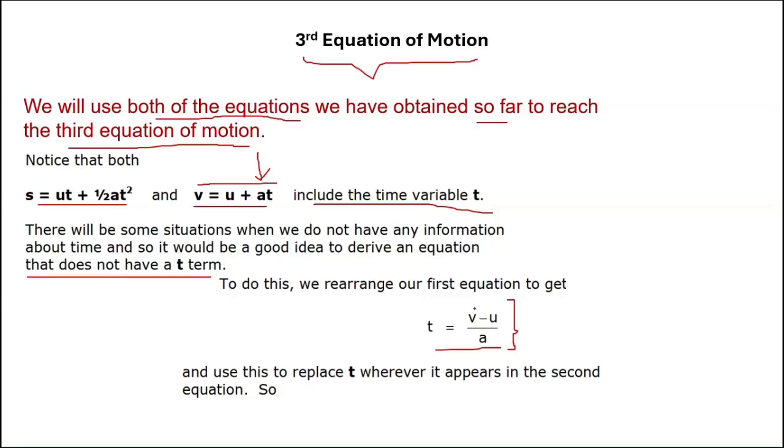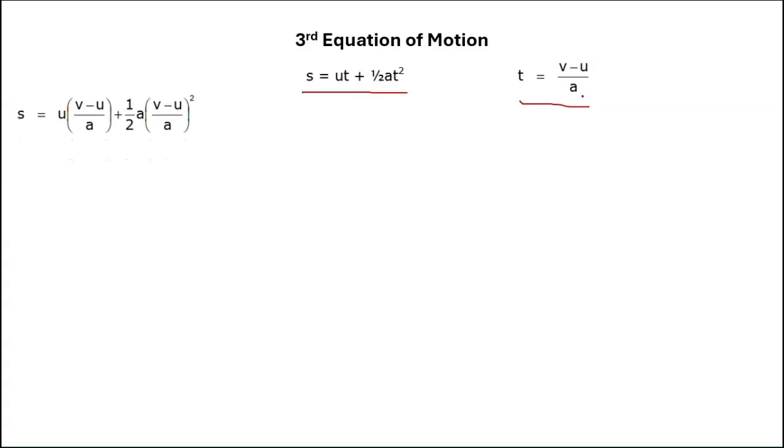So we will use this to replace t wherever it appears in the second equation. So we will put this value of t in our equation number 2. This is our second equation of motion, and we will put the value of t here. So replacing t by v minus u divided by a, we get s is equal to u into (v minus u divided by a) plus half a t square, where t is again replaced by v minus u divided by a.